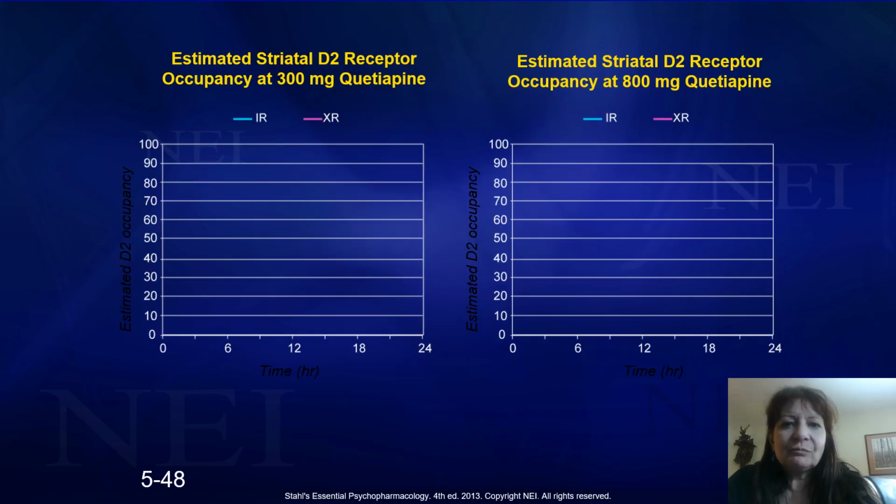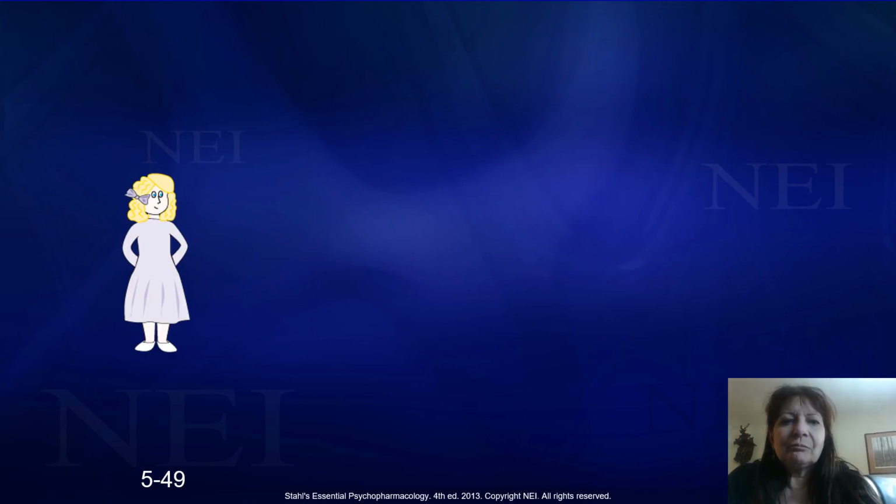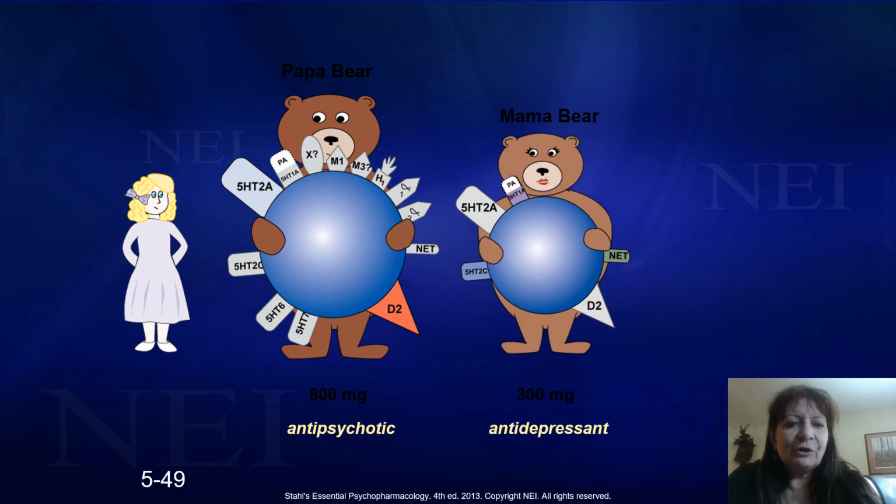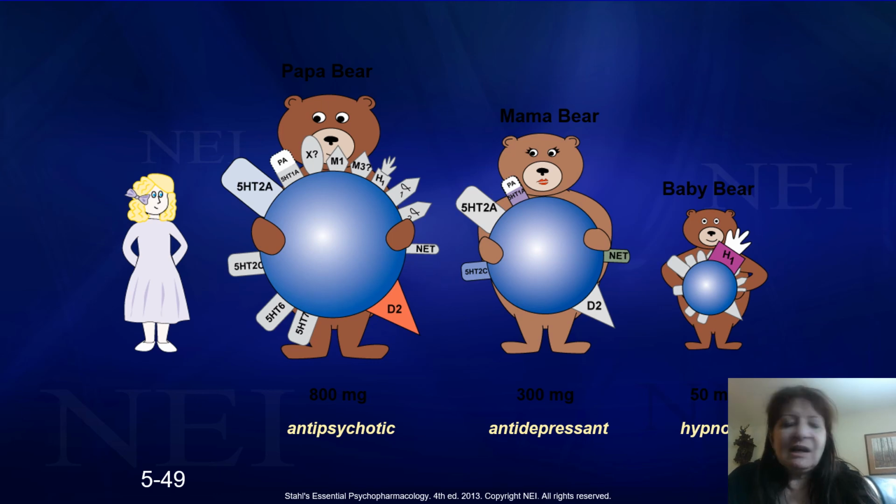Here we're looking at D2 receptor occupancy at doses of quetiapine at 300 milligrams versus 800 milligrams. So at doses over 300, 300 to 800, we're using this medicine as an antipsychotic. Doses of 150 to 300, we're using it as an antidepressant. And doses up to 150 are being used as an anxiolytic or a sleeping medication.